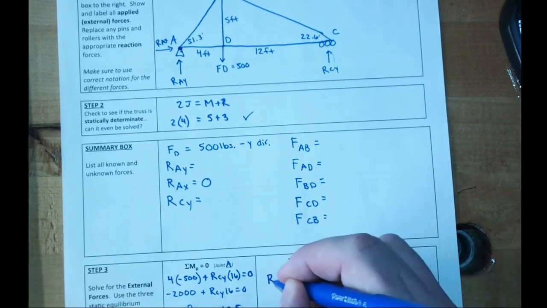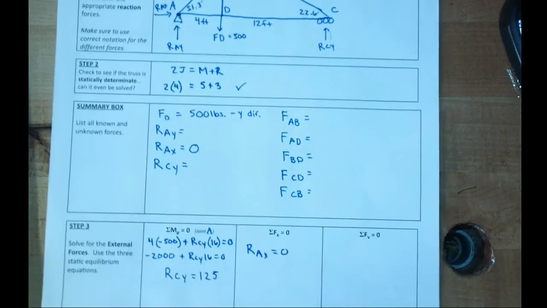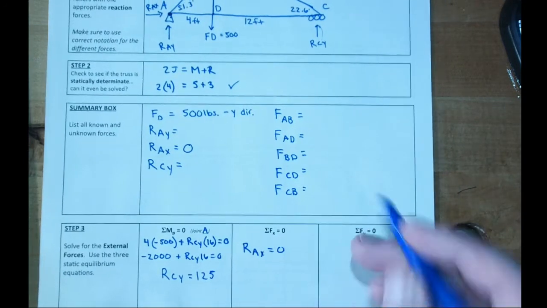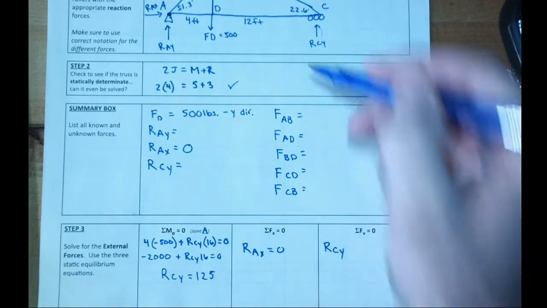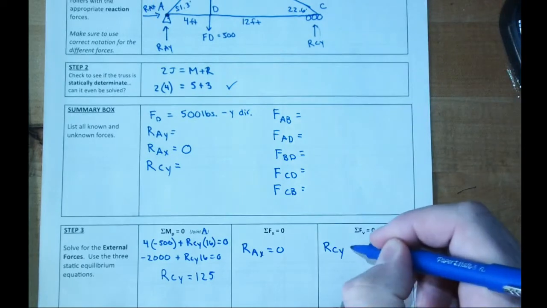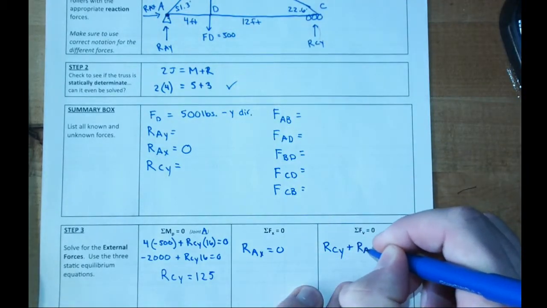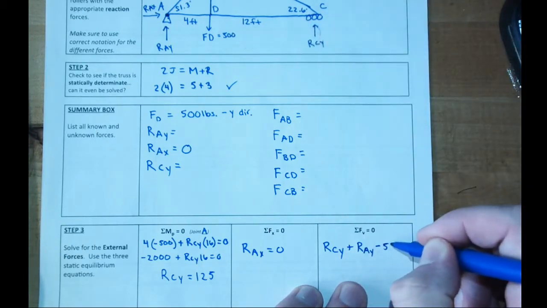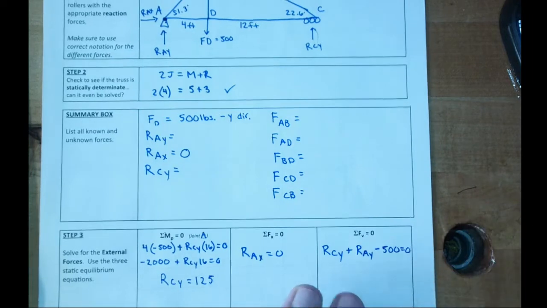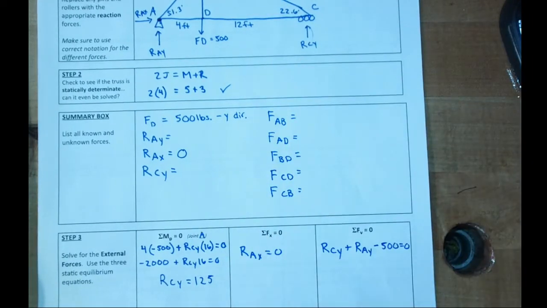Obviously, RAX we already know is equal to 0 because there's nothing opposing it. That's pretty self-explanatory. RAY, or RCY, these are the y direction now. We have RCY plus RAY, and again, minus because it's going down, 500. And that's equal to 0. We're adding up everything in the y direction in this case.